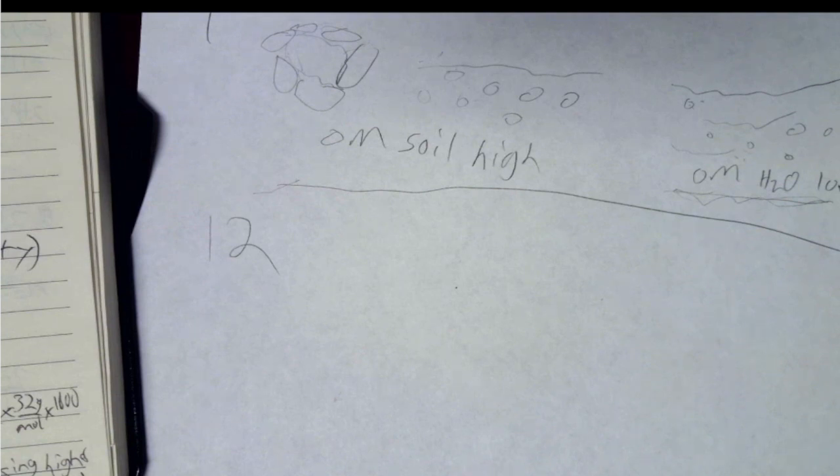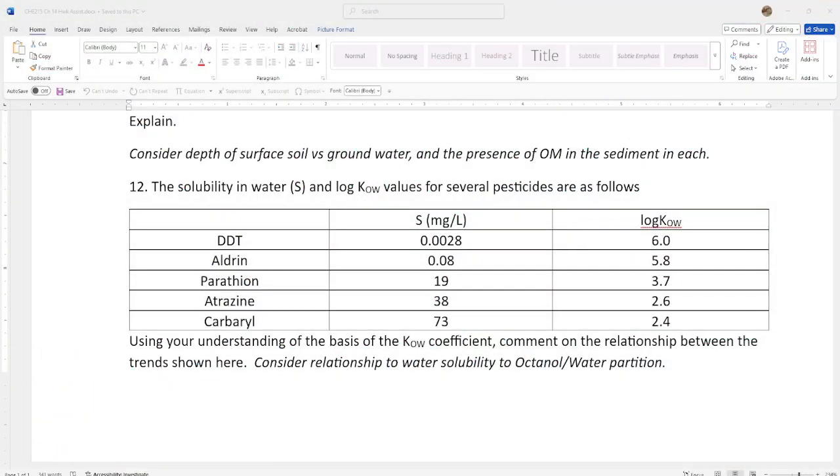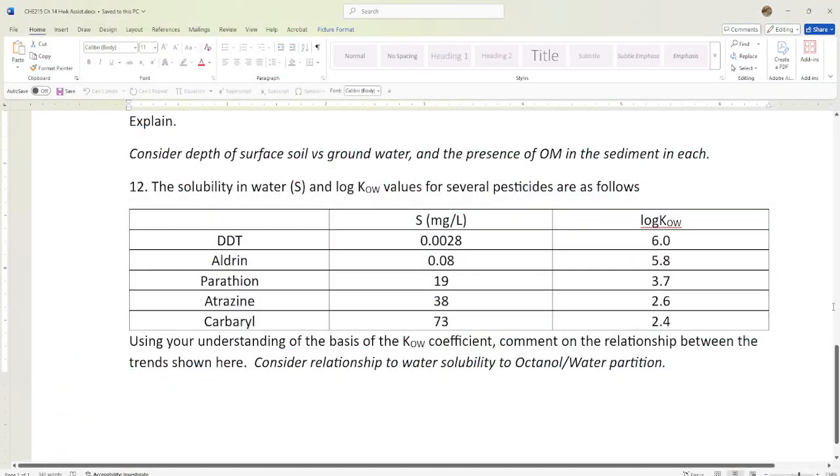So with that in mind, I'm going to once again jump back to the Word document. It'd be easier to show this rather than write it out. So we see DDT, we see parathion, we see atrazine, and we see carbaryl. We see the solubility in water of DDT is very low. The log KOW. So remember, log is a base 10 function. So log KOW 6 means you have a 10 to the 6th.